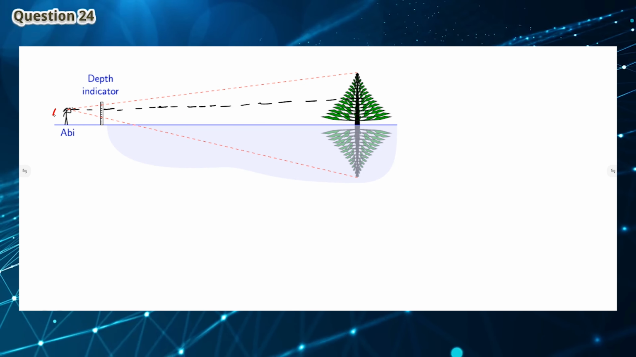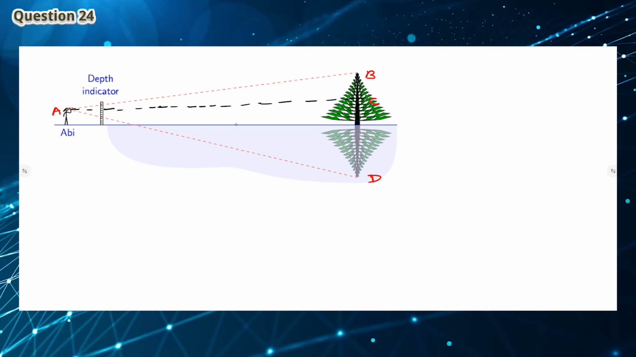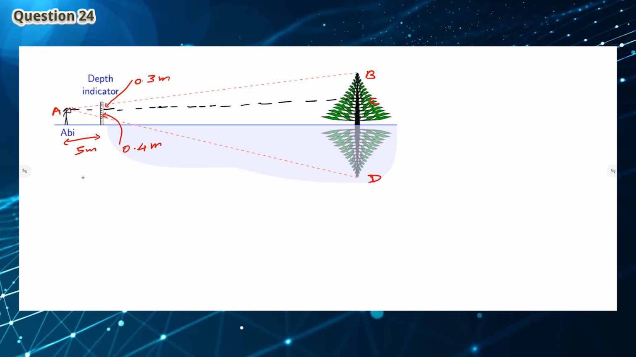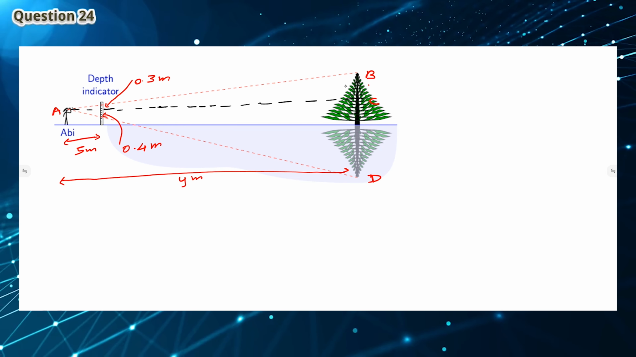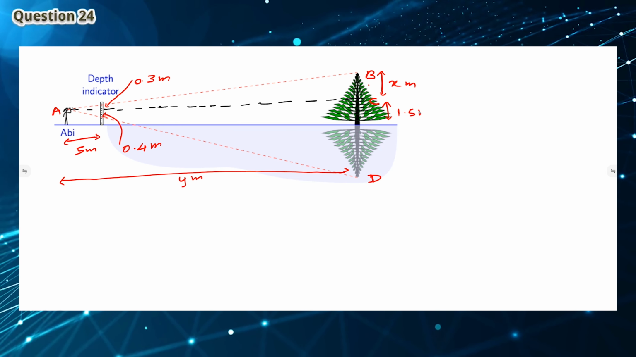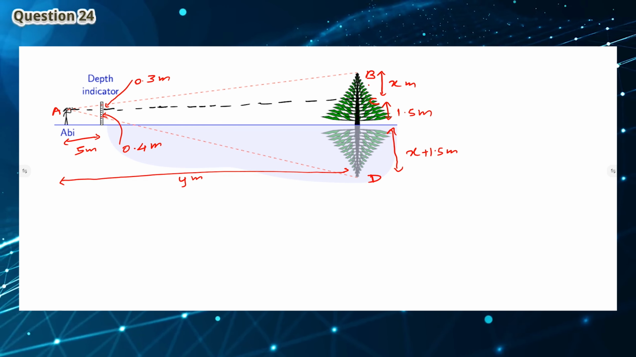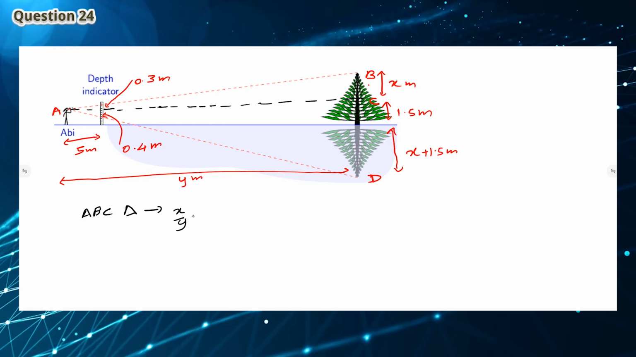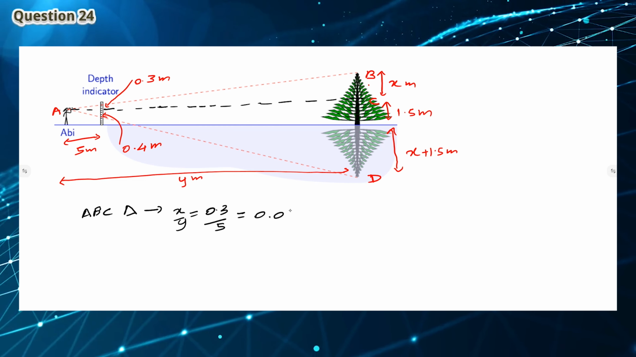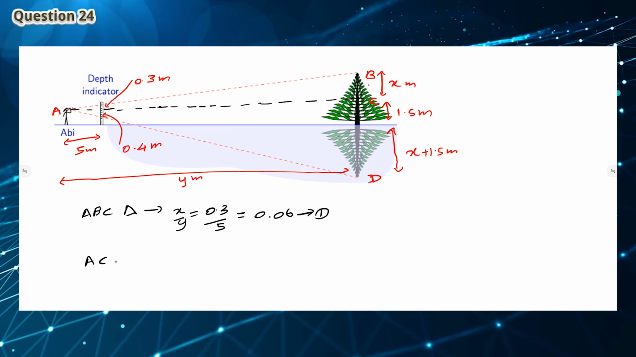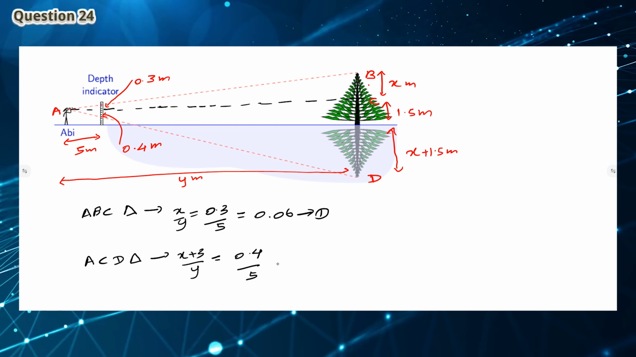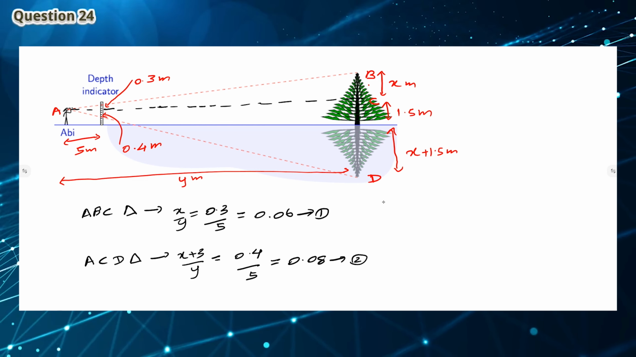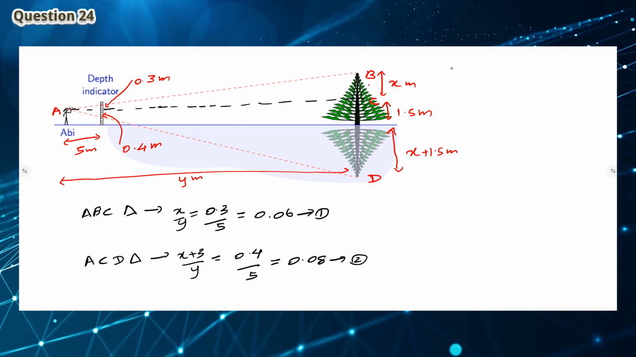As you can see, we can label the diagram as shown. Next, we can find an equation for X and Y. We find that X minus 1 on Y is equal to 0.06 and X plus 3 on Y is equal to 0.08. We can label these respectively as equations 1 and 2.